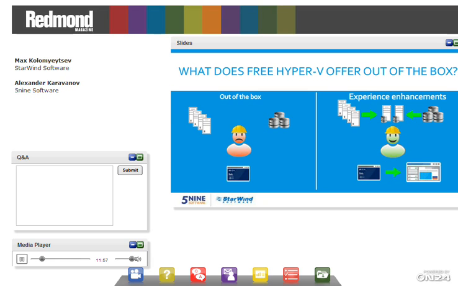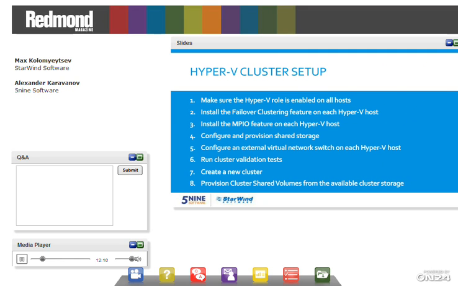As we know what a Hyper-V cluster offers out of the box and what we can do with that, let's briefly go through the Hyper-V cluster setup steps. To set up a Hyper-V cluster, you need to make sure that the Hyper-V role is enabled on all of your hosts. Of course, if you're using the free Microsoft Hyper-V Server, this is the only role available and it is already there. But if you're using Windows Servers, you need to enable the Hyper-V role on each of those.